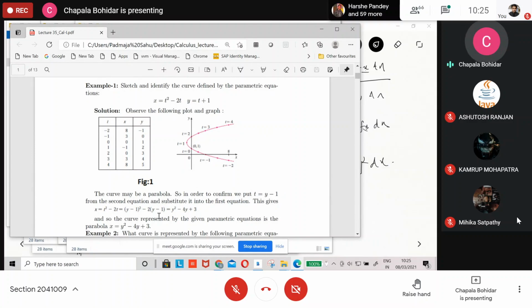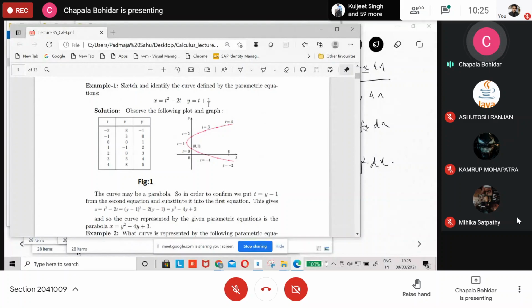T is equal to y minus 1. We put the value of t here. After substituting, we get this equation. This is your equation of the parabola. So now the curve represented by the given parametric equation is a parabola, that is our x is equal to this. You have to write down. So you may get such a question here like this.